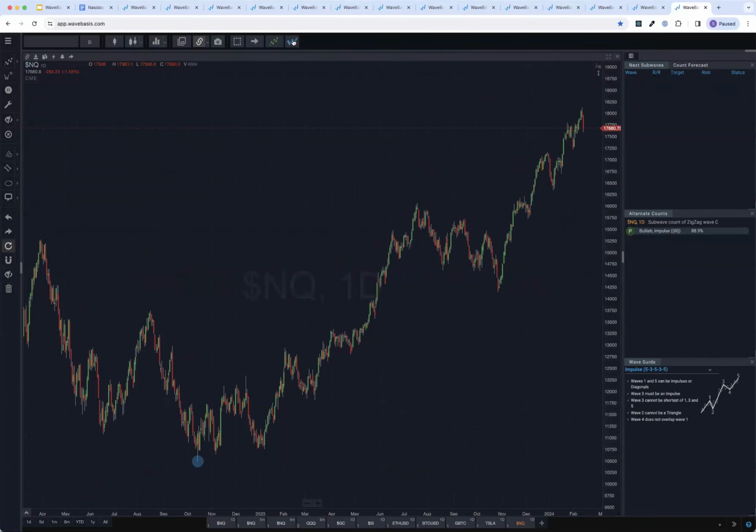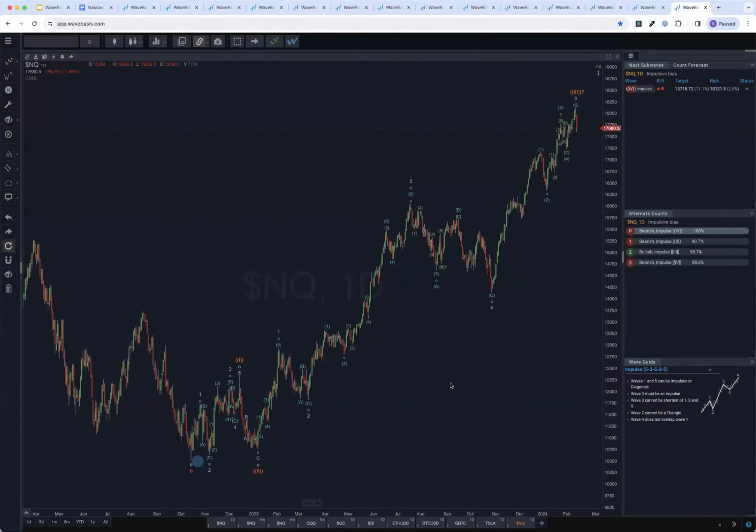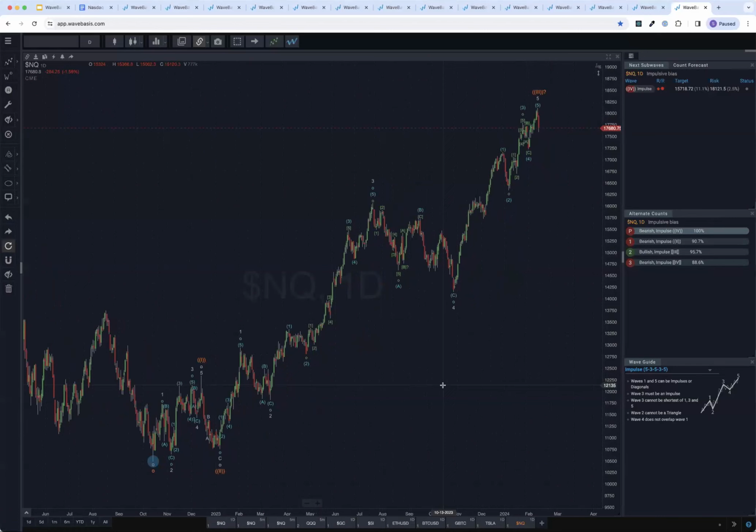And let's see what WaveBasis thinks. That's the count. Just that simple to get solid wave counts. And it's a significant move to pay attention to. So what we want to see here is some sort of 5 down and a bounce, if you're interested in getting short this move or covering a long position or something like that.